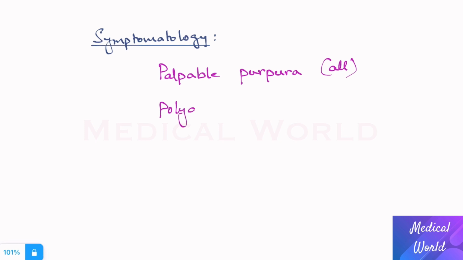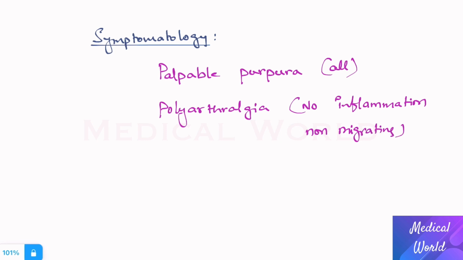So coming to the symptoms, if the immune complex depositions occur in the skin, we will get palpable purpura. Almost all patients will have palpable purpura, and polyarthralgia will also be there. Here there is no inflammation, and the pain is non-migrating.